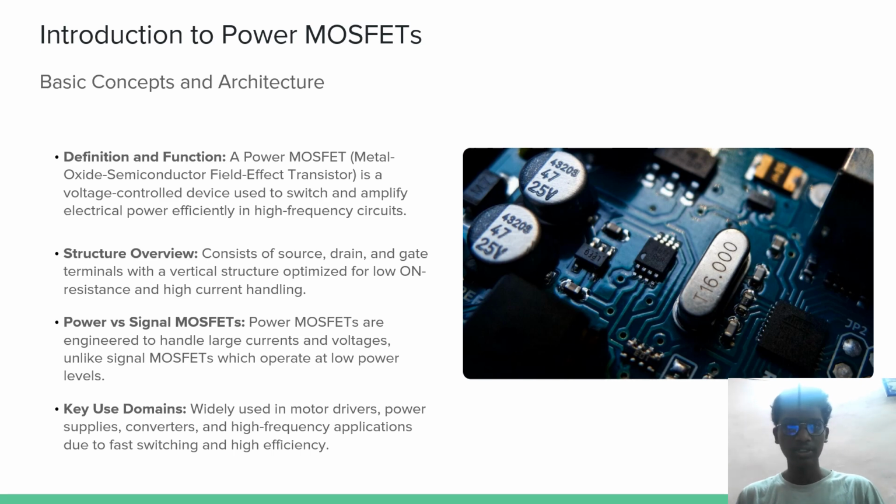Introduction to power MOSFETs. Basic concept and architecture. Definition and function. A power MOSFET, metal oxide semiconductor field effect transistor, is a voltage controlled device used to switch and amplify electrical power efficiently in high frequency circuits. Structure overview: it consists of source, drain, and gate terminals with a vertical structure optimized for low on resistance and high current handling.